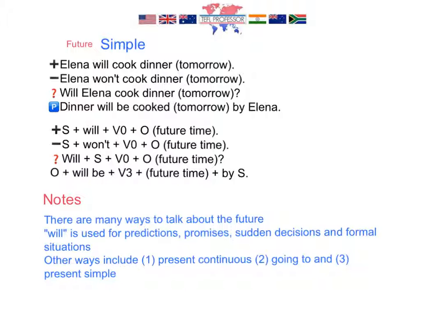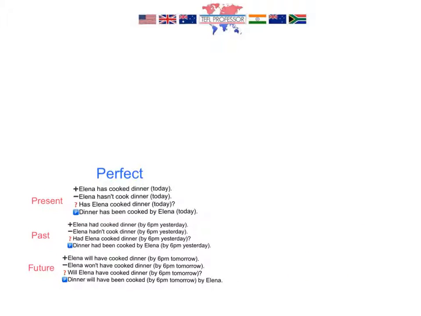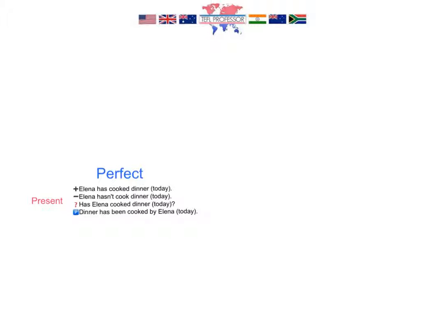We have: Elena will cook dinner tomorrow. Of course, we use the verb 0 or the infinitive, so subject, will, verb 0, and object. Elena won't cook dinner tomorrow. Will Elena cook dinner tomorrow? And: Dinner will be cooked tomorrow by Elena. As always, you can leave that off if you so choose. Next, we have the perfect tenses, starting with present perfect.